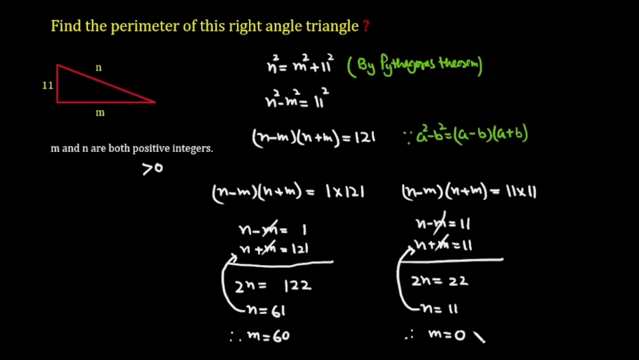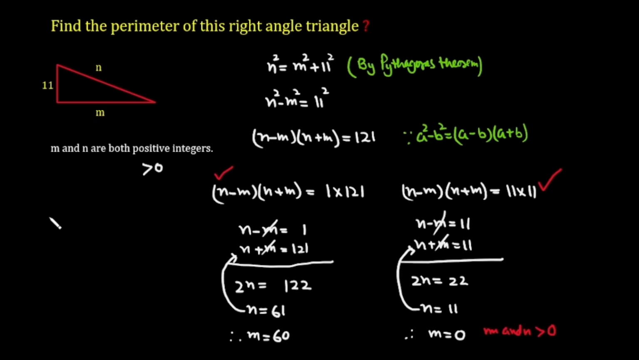Anyway, they are both positive because m and n both belong to the set of positive integers. So this looks like the false case. Also, if you see these two equations, the difference of two numbers is 11 and the sum of two numbers is 11, which is not possible. So we will ignore this case and only consider the other case. So we got n is equal to 61 and m is equal to 60.